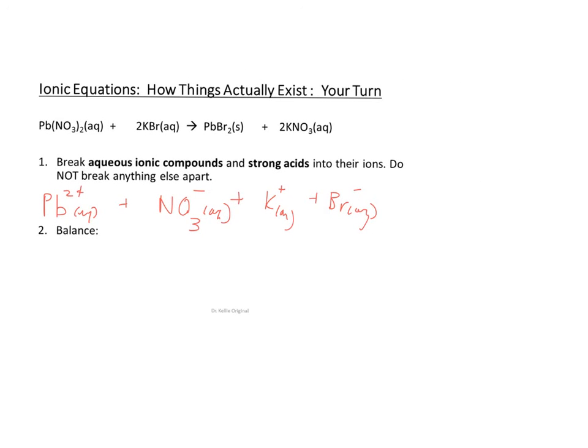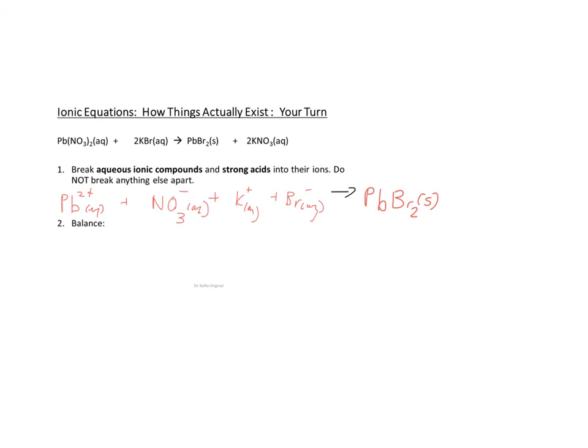Now on the product side, lead 2 bromide's a solid, so it stays together. Solids stay together. Remember, they've found true love. They're not going to be torn apart by the water molecule. And we've got our potassium. And I'm just out of room. And our nitrate. Now we balance. I've got 1 lead, but I have 2 nitrates, so I'm going to have to add 2 nitrates here, 2 potassiums, 2 bromides, 2 potassiums, 2 nitrates, and now I have to say it, chemistry's easy, life is hard.